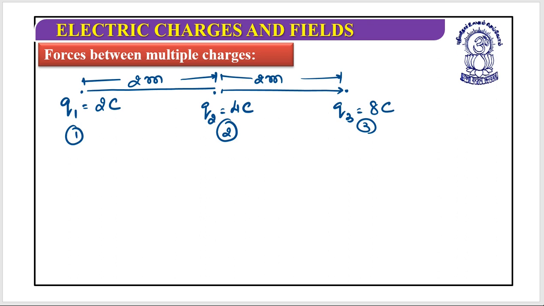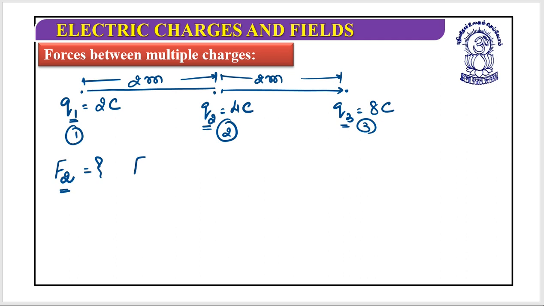Suppose you need to find the force on the second charge. Please do remember the steps to do it. First you need to think: force on Q2 will be applied by whom? Force on Q2 will be applied by the first charge as well as the third charge. So first write down the magnitude of the forces of each.